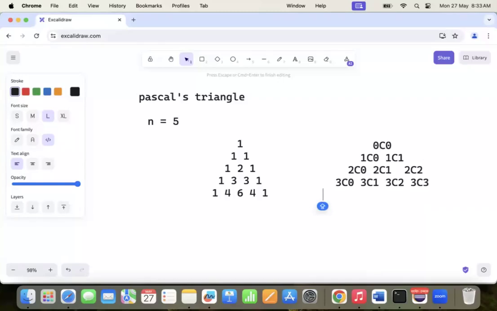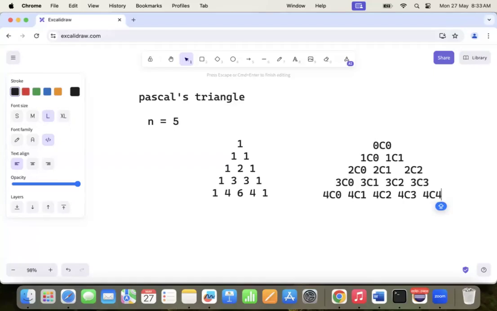Now this is 4C0, obviously. This is 4C1. This is 4C2. This is 4C3. This is 4C4. Could you calculate just the values of 4C0, 4C1, 4C2, 4C3, and 4C4?